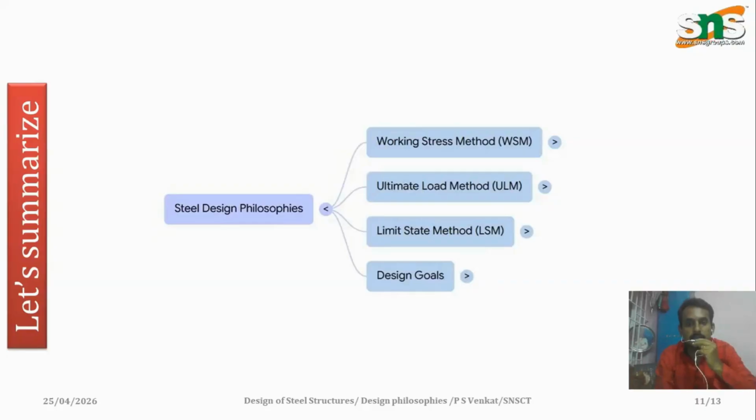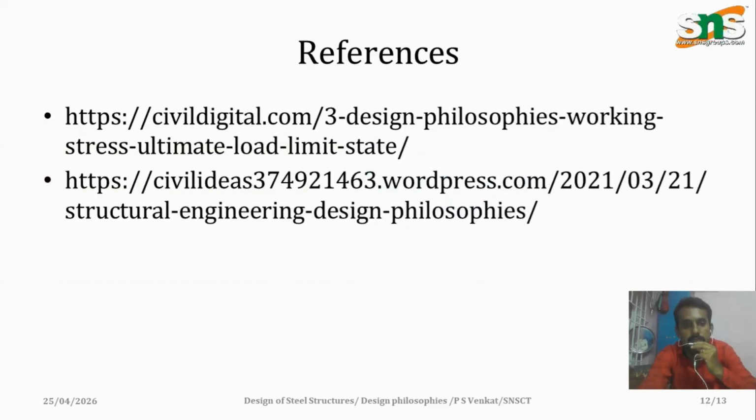To summarize, working stress method is simple but conservative and less accurate. Ultimate load method considers real behavior but focuses mainly on strength. Modern design generally uses the limit state method, which combines the advantages of both. These concepts are based on standard structural engineering resources and references provided in the above slide.